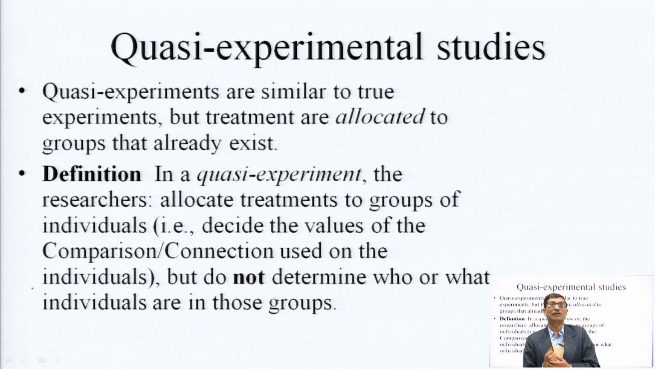So, the definition: in a quasi experiment the researcher allocates treatments to groups of individuals, that is, decides the values of the comparison condition used on the individuals, but does not determine who or what individuals are in those groups.